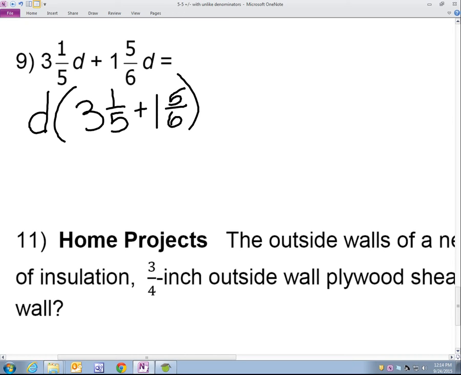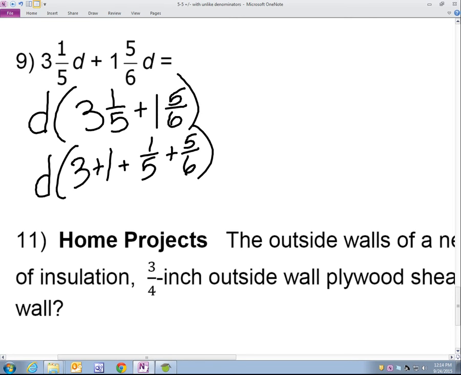Do I need to make this into an improper fraction? No, because there's no subtraction there. So I'm good with taking the whole numbers. Then I have 1/5 plus 5/6. I want to find the least common multiple of 5 and 6. There isn't one that I can pull out of both of them, so it's just going to be the two of them multiplied together. That was the upside down ladder method. So it's going to be 30.